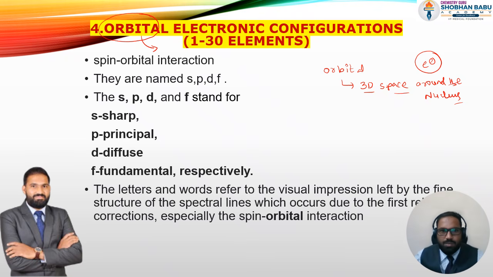There are four different types of such spaces. Some orbitals have a spherical shape, some have a dumbbell shape, some have a double dumbbell shape, and some have a complex shape. The spherical one is named the s orbital, the dumbbell is the p orbital, the double dumbbell is the d orbital, and the complex one is the f orbital.